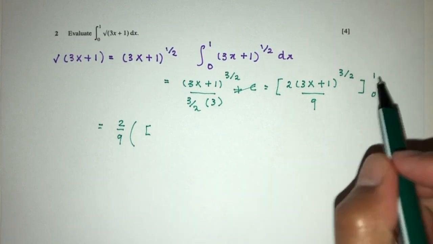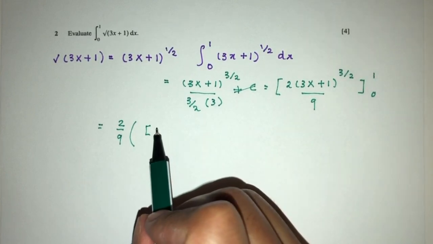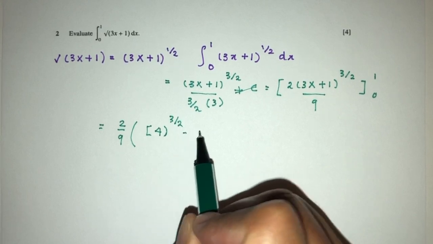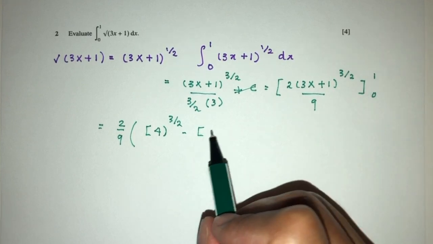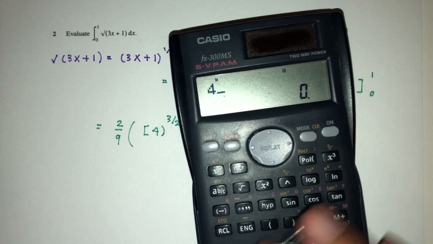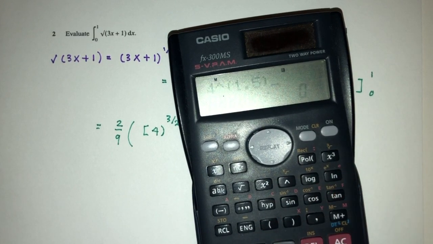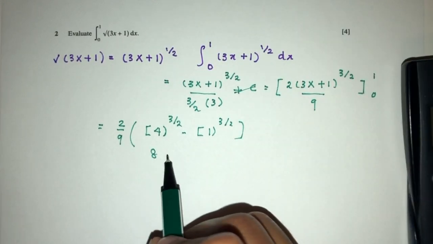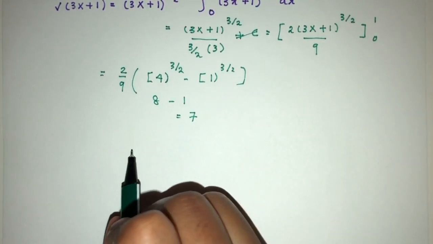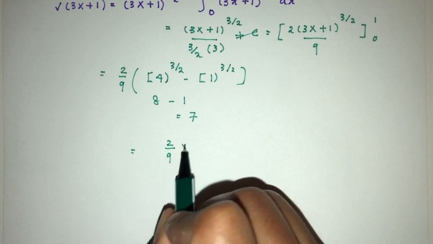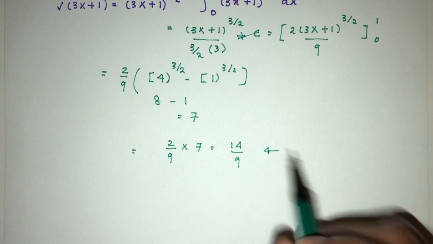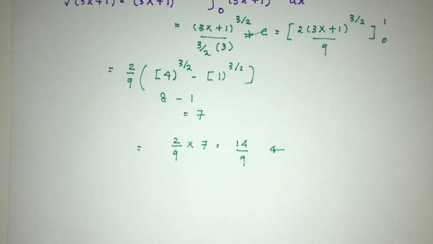So first I will have 3 times 1 plus 1. That should be 4 to the power 3 over 2. And minus, here we have 0. That should be 1 to the power 3 over 2. So let's see what we have. So 4 to the power 1.5 will be 8. 8 minus 1 will be 7. So your answer will be 2 over 9 times 7. That should be 14 over 9. Okay, and that will be this question.